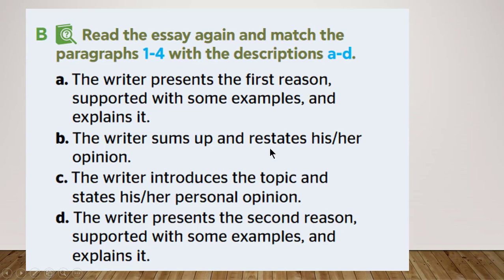So here we have the opinion of the writer, the introduction of the topic, the second reason, and the first reason. We are going to arrange them from 1 to 4. The first paragraph is where the writer introduces the topic and states his personal opinion. This is the introduction. And paragraph number 2 is letter A. The writer presents the first reason supported with some examples and explains it. And of course, the third paragraph is where the writer presents the second reason supported with some examples and explains it. And he concludes his writing by summing up and restating his opinion once again.